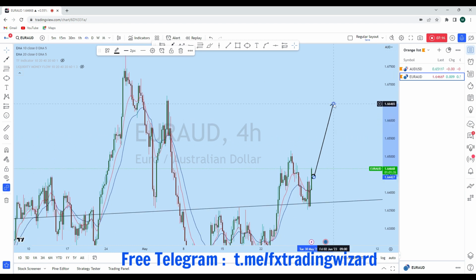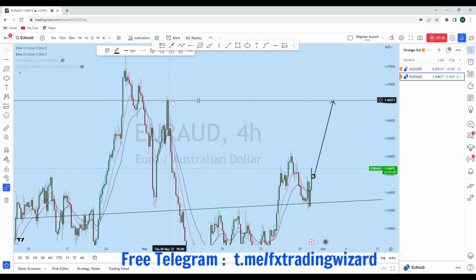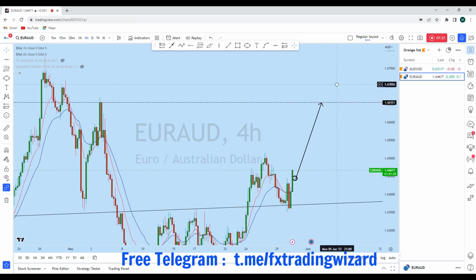I think that at least initially we can expect the price to retest this resistance line here as a resistance. This will give us a high risk to reward ratio trade. So as soon as we find a suitable entry, we will consider going long with a high probability trade setup with our students.